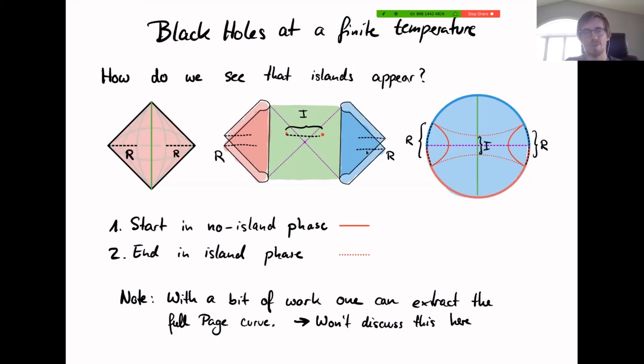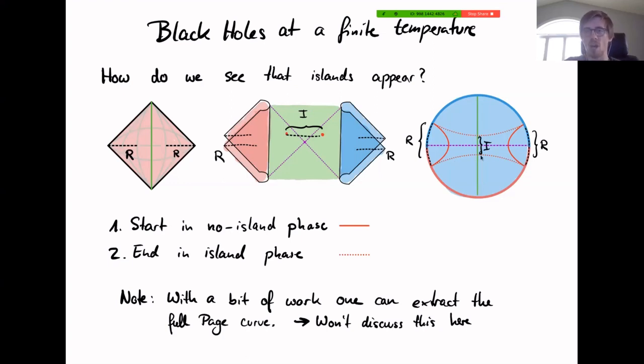Now, what we expect from the story I told you before is that we start out in a phase where we have growth of our entropy and no island. So that would mean that we start out in the solid no-island phase. And then after some time, there should be a phase transition to this dotted line here where we're in the island phase, which before wasn't really favored because, remember, there's lots of volume here.